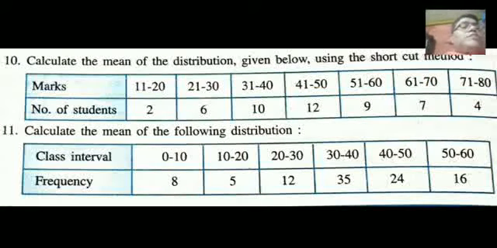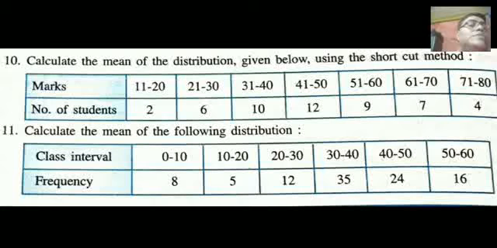Similarly, another question: calculate the mean of the distribution using the shortcut method. Marks: 11 to 20, 21 to 30, 31 to 40, 41 to 50, 51 to 60, 61 to 70, 71 to 80, with the frequencies given. Calculate the mean using the shortcut method. Similarly, calculate the mean of the following distribution. You can apply any method here. 0 to 10, 8; 10 to 20; 20 to 30, 12; 30 to 40, 35; 40 to 50, 24; and 50 to 60, 16.